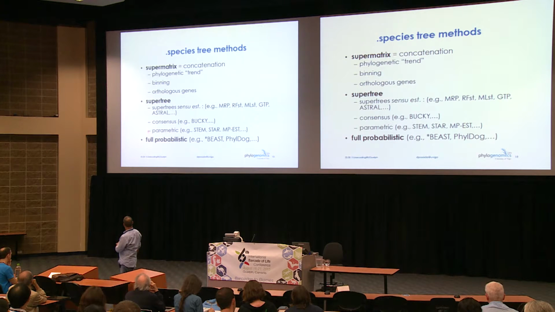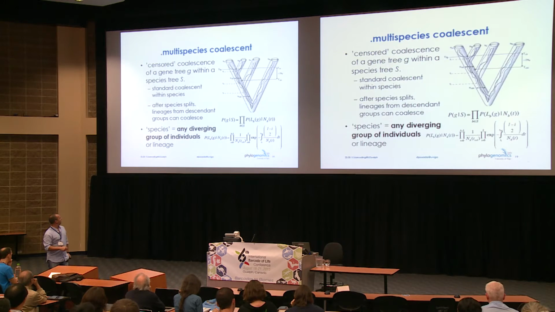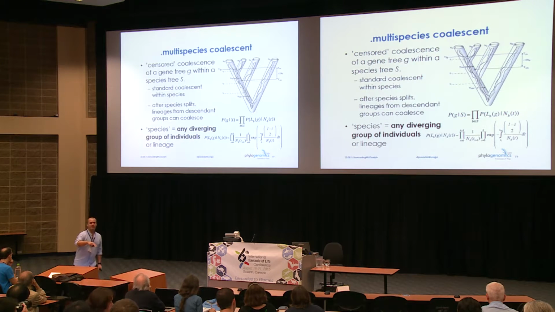And then there are full probabilistic models. Some of you might know StarBeast, which is the main one, okay, which cares about incomplete lineage sorting and nothing else, okay, and assumes this model, which is the multispecies coalescent. The multispecies coalescent is just a standard coalescent that has to live with some constraints dictated by the species tree, okay. So you have some bounds.